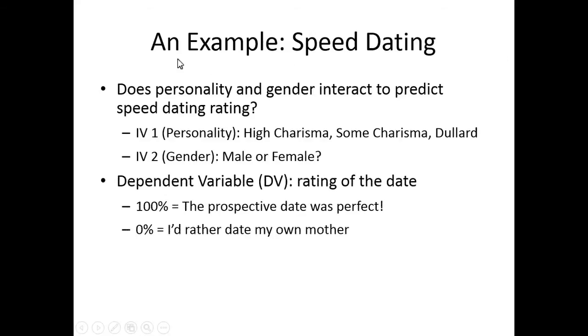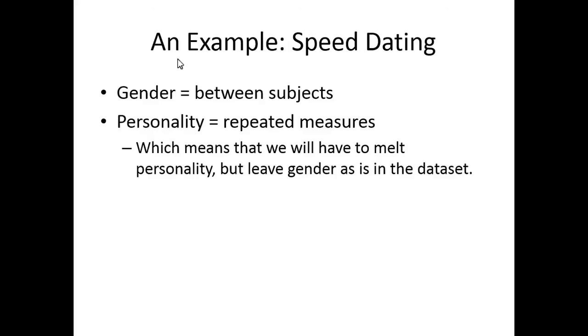Okay. The dependent variable in this experiment is your rating of the person or the date. So 0 is no way, not happening, to 100%, let's match or whatever. Our personality variable, since we're seeing one person of each of those types, is repeated. But our gender variable, the person who's doing the rating, can only be male or female. So that's what makes this mixed. So gender is our between subjects variable, and personality is our repeated measures variable.